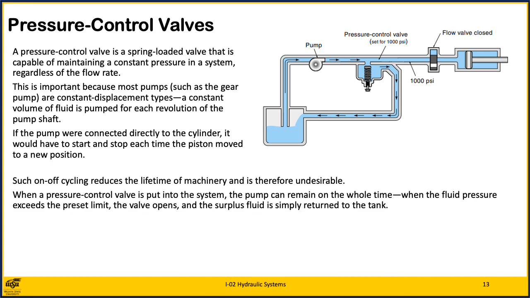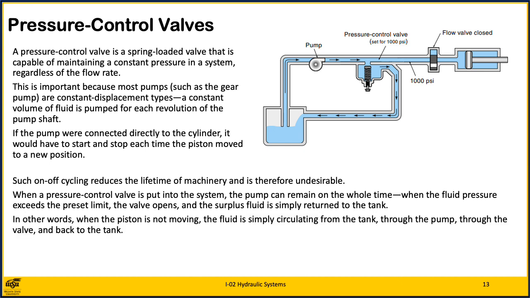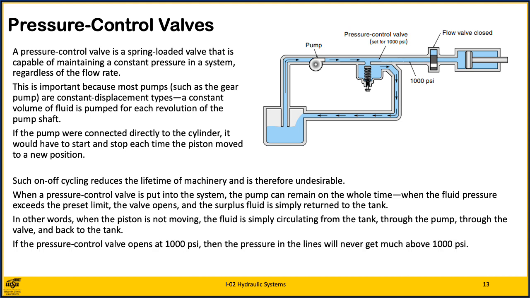When a pressure control valve is put in the system, the pump can remain on the whole time. When the fluid pressure exceeds the preset limit, the valve opens and the surplus fluid is simply returned to the tank. In other words, when the piston is not moving, the fluid is simply circulating from the tank, through the pump, through the valve, and back to the tank. If the pressure control valve opens at 1000 psi, then the pressure in the lines will never get much above 1000 psi.